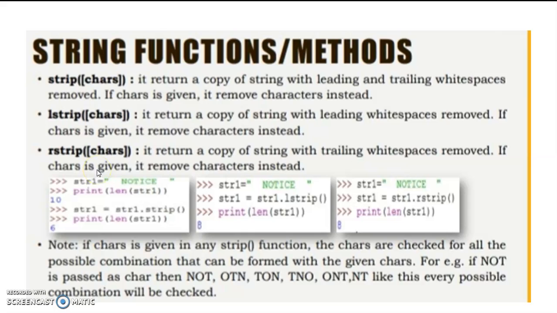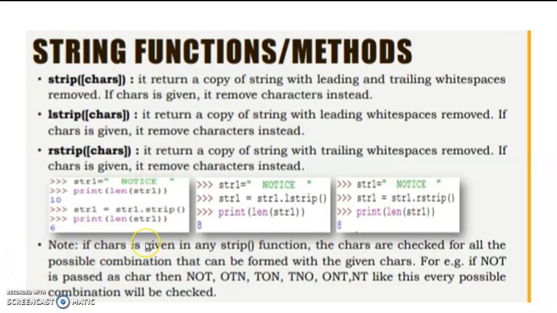Next one, rstrip. L for left, R for right. It returns a copy of the string with the trailing white spaces removed. That is at the end position. If characters is given, it removes those characters instead. See here, we have three examples.